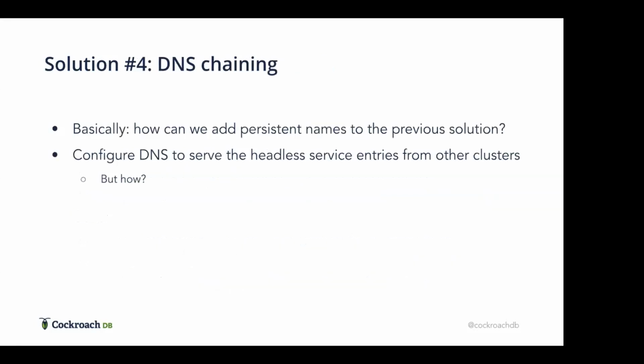And so now we're getting to the thing that we actually have documented in our docs. It's what I would call DNS chaining, which is a term I just made up. There might be a better word for it. Basically, we're taking that previous solution where pods are talking directly to each other on their IP addresses, which is great for performance. And we want to add some sort of persistent names to that solution.